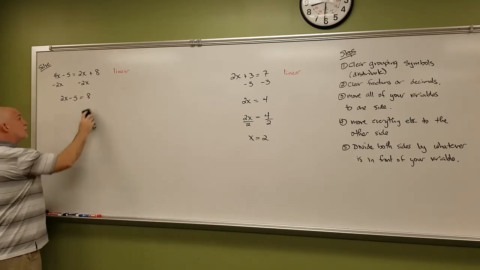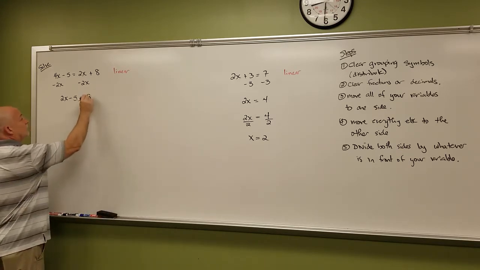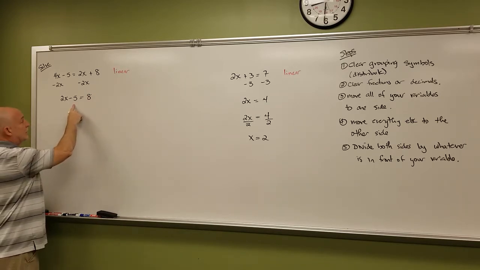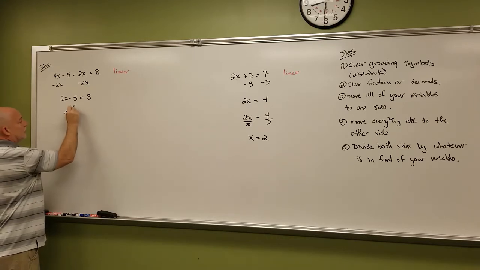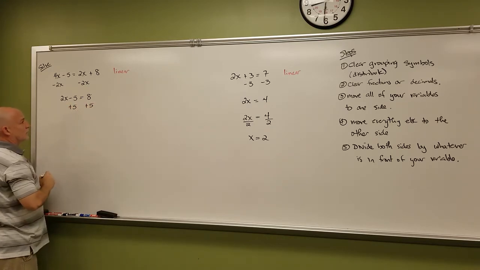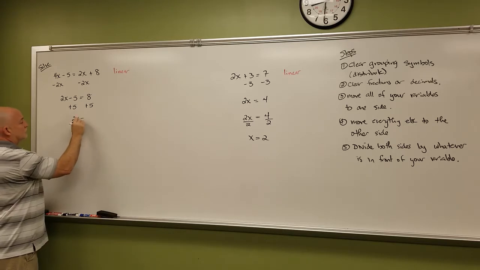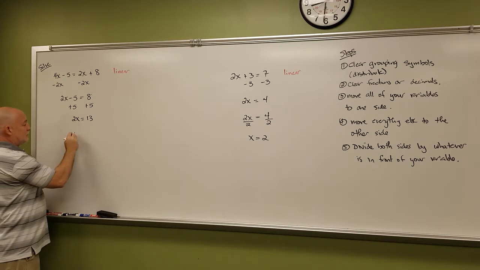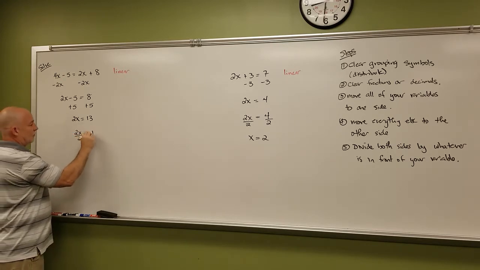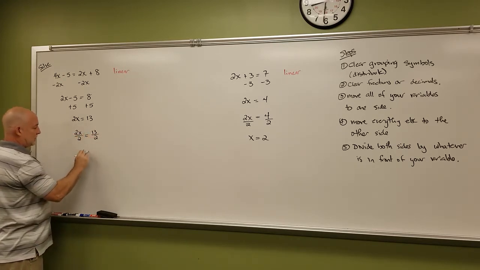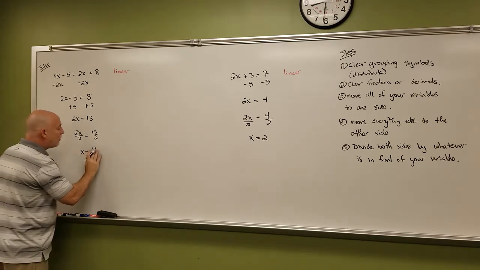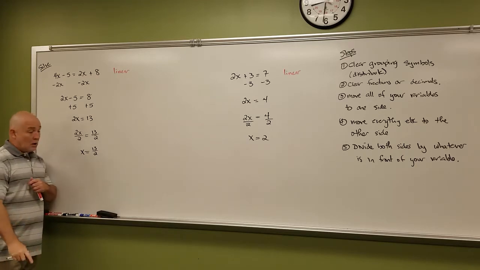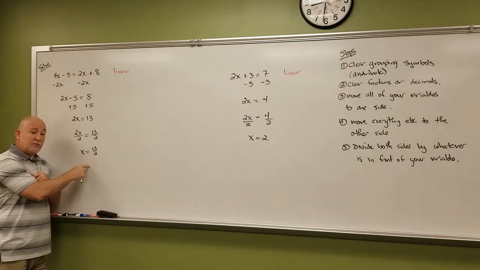Now that we have every term with an x on the left, we need to move everything that doesn't have an x to the right. This negative 5 doesn't have an x, so we got to get rid of it. So to get rid of a negative, we're going to add 5, and whatever we do to one side, we have to do to the other. So we get 2x is equal to 13. Last step, divide both sides by whatever's in front of my variable. There's a 2 in front of that x, so we divide both sides by 2, and we get x is equal to 13 halves.